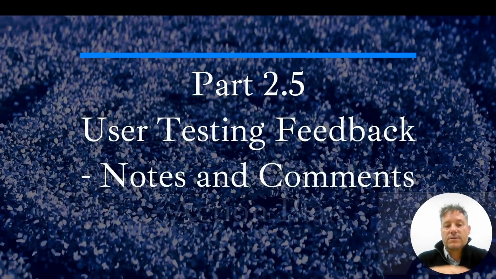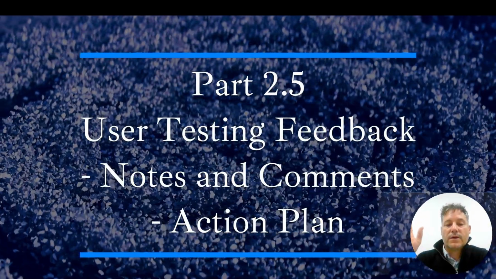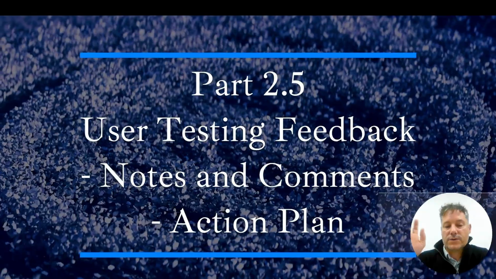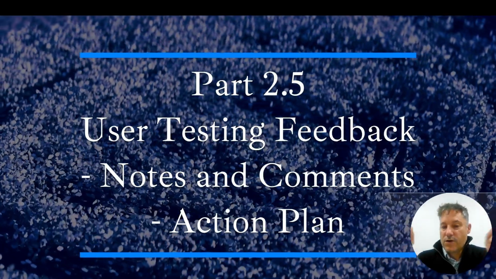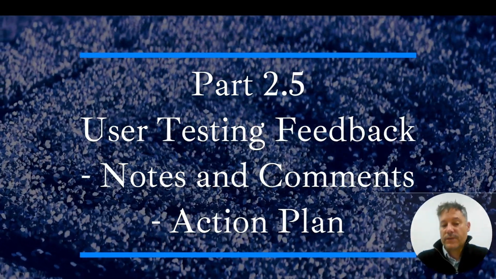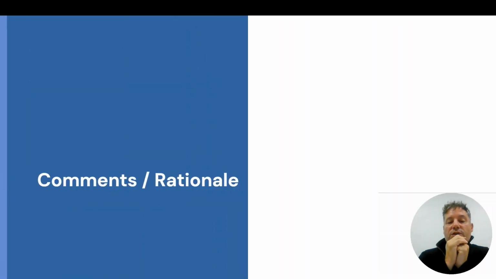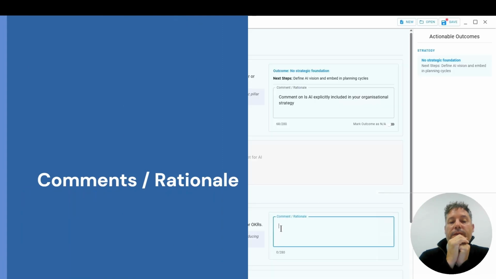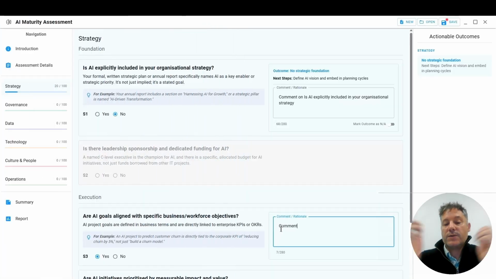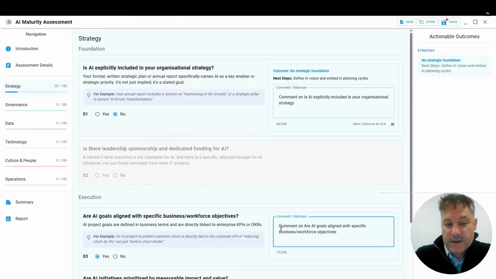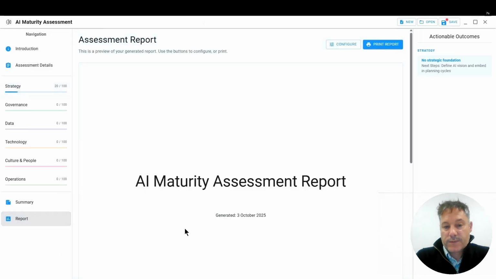So if we carry on, this is part 2.5, because I did some user testing feedback, which is a good thing to do. Notes and comments was something they said was missing, and action plan. So they wanted an AI strategy document to come out of your assessment. So comments and recommendations. Now you can add that in at any point.